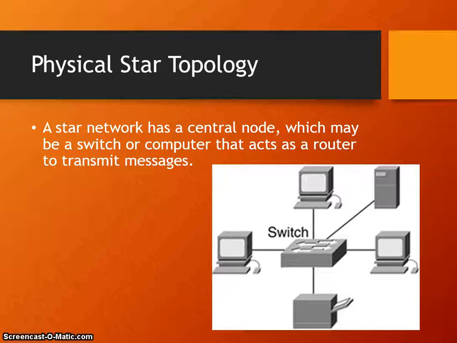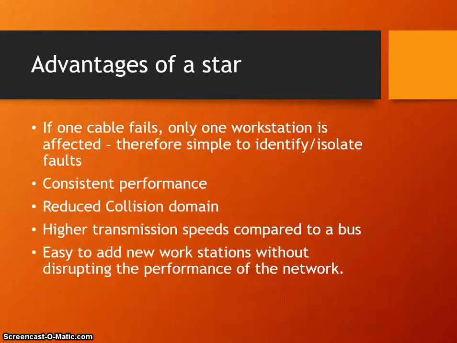As well as the bus, we've got one called the star. Now with a star network, we have a central node, and that may be a switch. It could be a computer which acts as a router. It could be a router. And that receives data and transmits with other devices. Now the advantage of a star, if one cable fails, only one workstation is affected. Therefore it's simple to identify and isolate faults.